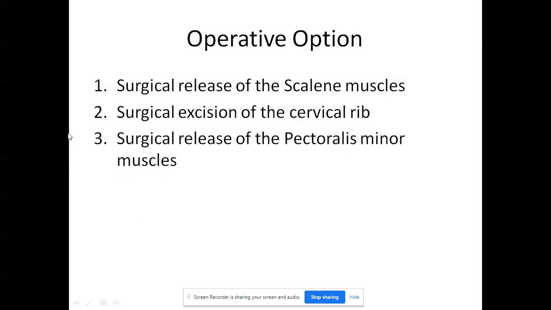Coming to the last part, that is your operative options. Surgical release of scalene muscle and pectoralis minor is conducted if the scalene and pectoralis minor have undergone shortening, or if there is presence of a cervical rib, which is also an important cause for thoracic outlet syndrome. Surgical excision of the cervical rib is performed.